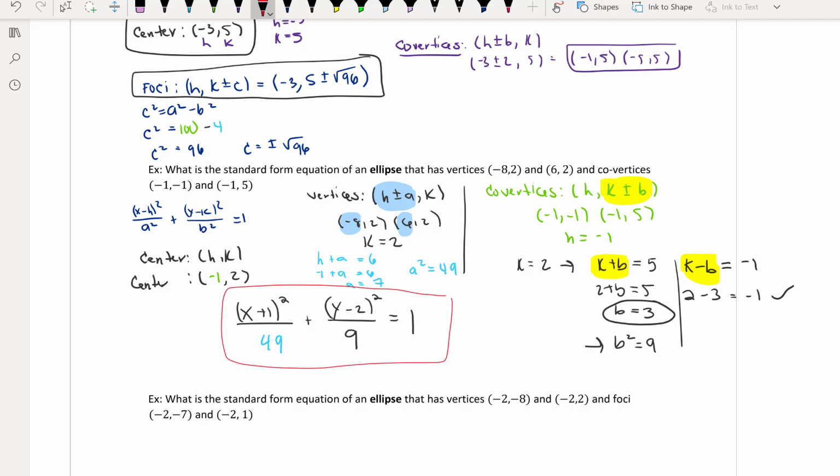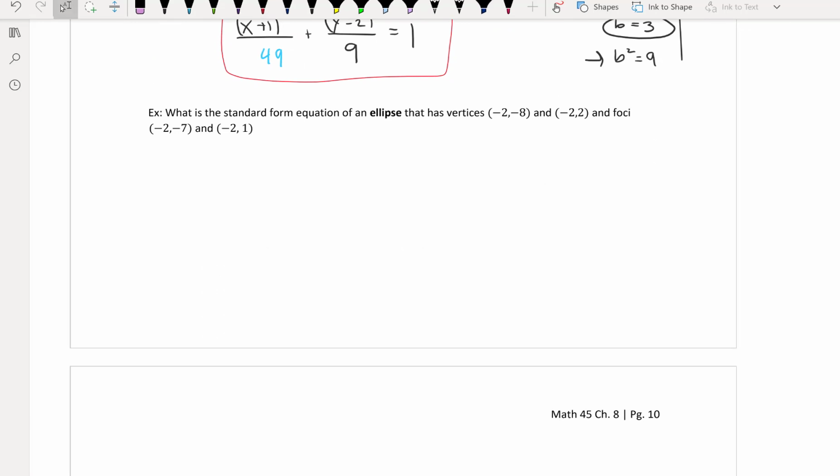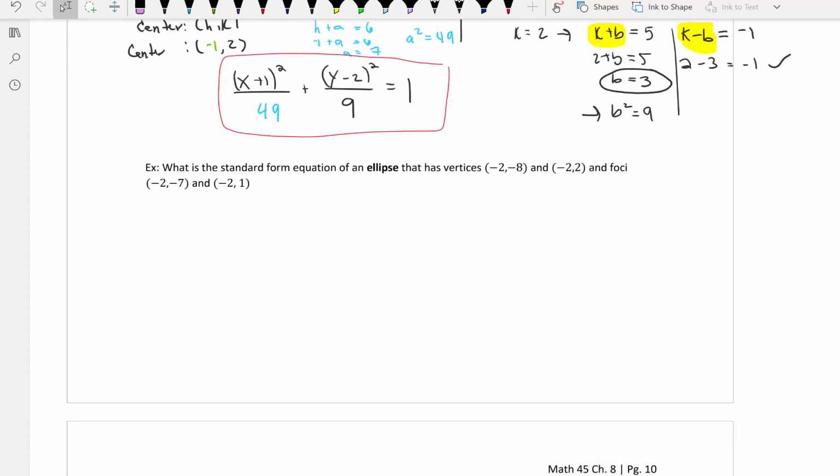Okay. Now for the second example, it says, what is the standard form of equation of an ellipse that has these vertices and foci at these points? So again, I'm going to be referring to the formulas up above. Looking at this, it looks like the vertices are at (-2, -8) and (-2, 2), and the foci being at (-2, -7) and (-2, 1). So here, what I'm going to be focusing on is the vertices. And it looks like it's fixed on the first ordered pair, so the x value of the vertices.